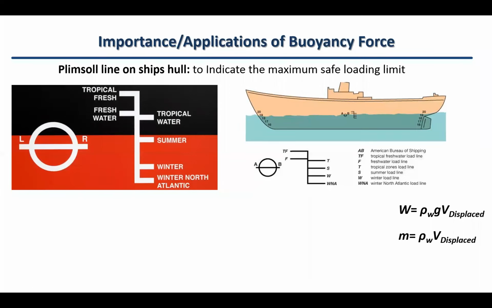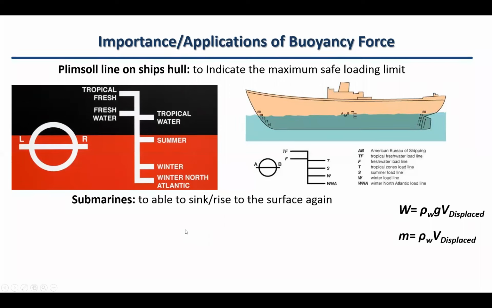Why? Because depending on, for example, heavier water, let's say salty water, the density is different. And also depending on the temperature, for example, in the North Atlantic, the temperature of the water is different from tropical water, which is the water close to the equator. So just bear in mind that in cold water the density might be different, and based on that, this formula is different. Just pay attention to this formula.